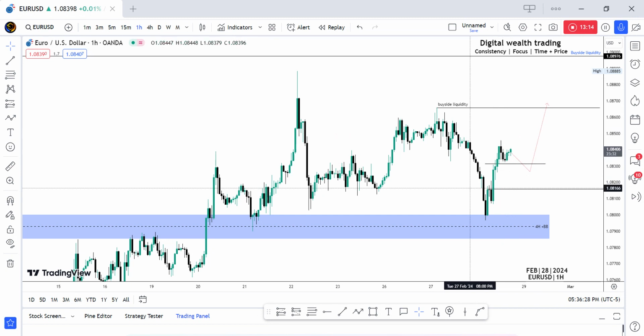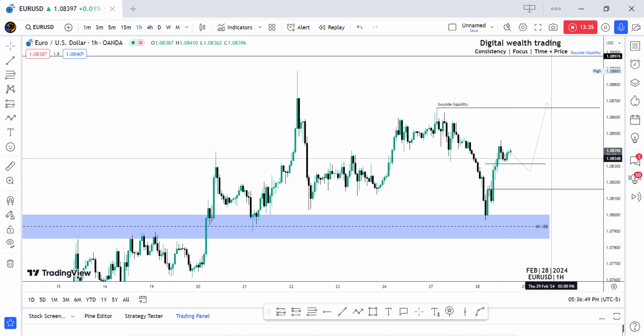So on Euro, I want to see this low taken, then price gets into anything below this area. That will be a price signal, and our stop will be below this daily consequent encroachment.